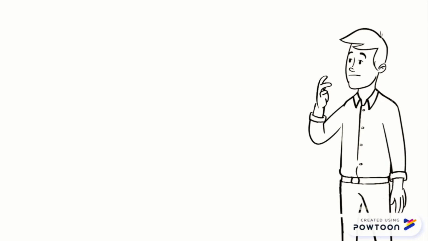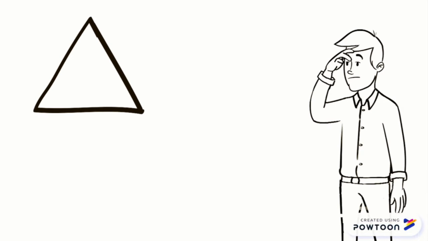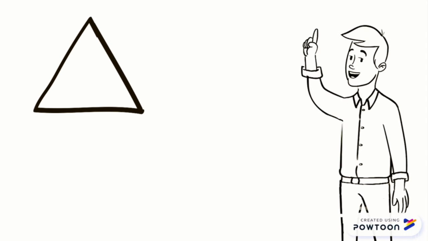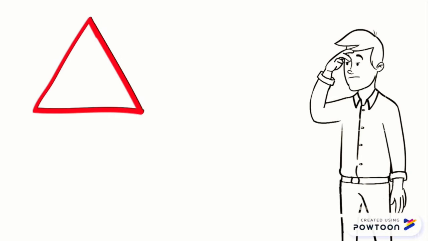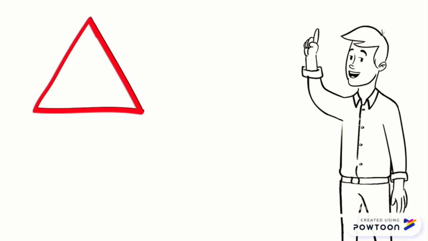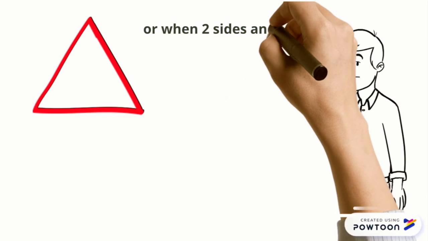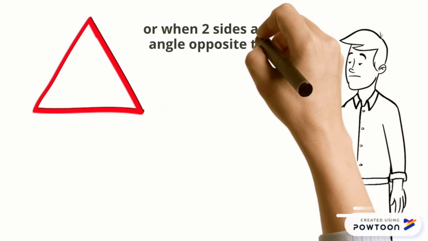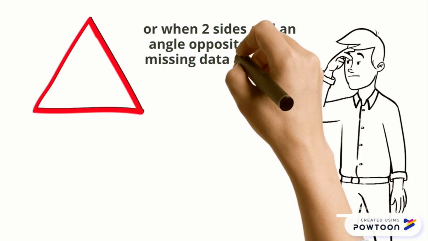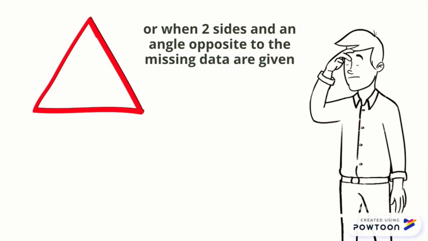The law of cosines is used to find the remaining sides or angles of a non-right-angled triangle. It can only be used when all the sides are given, to find an angle in the triangle corresponding to a certain variable, or when two sides and an angle opposite to the side you're looking for are given.